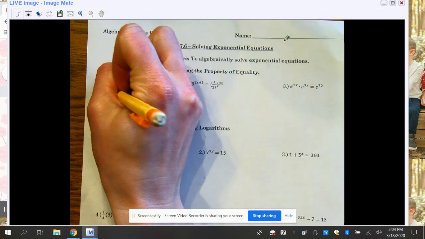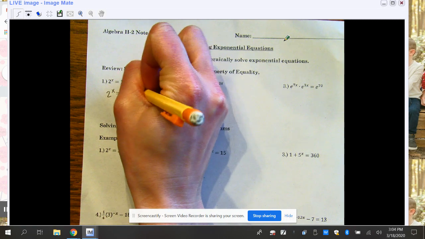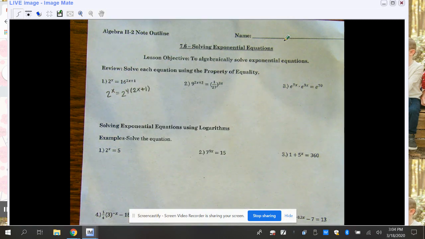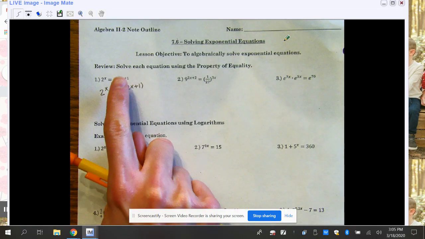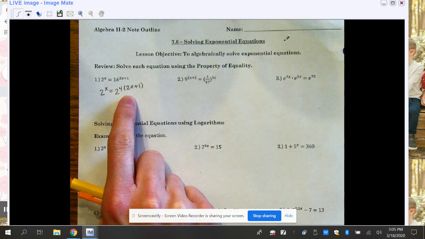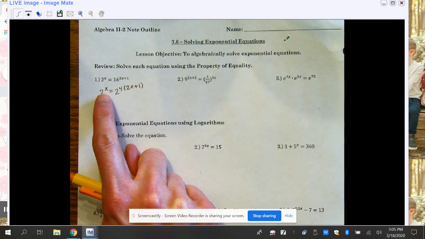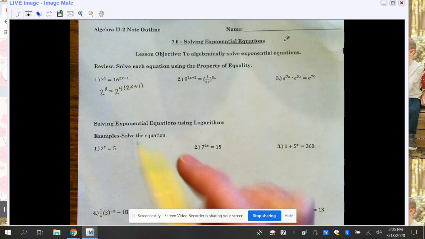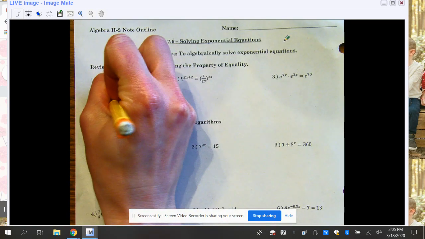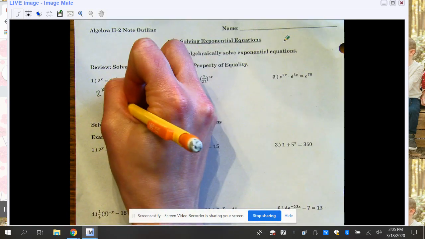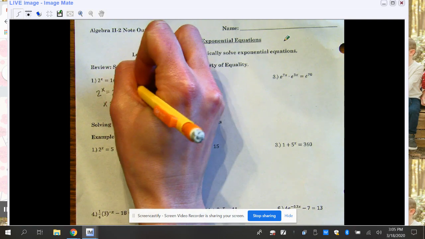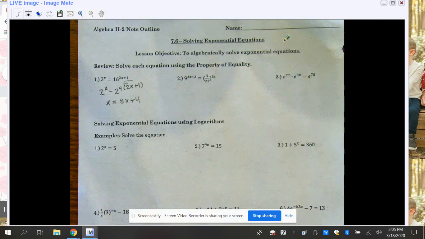So then that's 2 to the x, and that would be 4 times 2x plus 1. Now that my bases are the same, in order for these two sides to be equal, these exponents have to be the same. So it has to be 2 to a power equals 2 to the same power. So then to solve, I would just set the exponents equal to each other. So then that would be 8x plus 4.